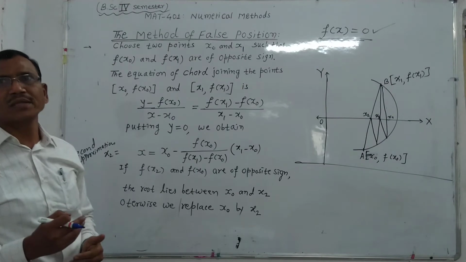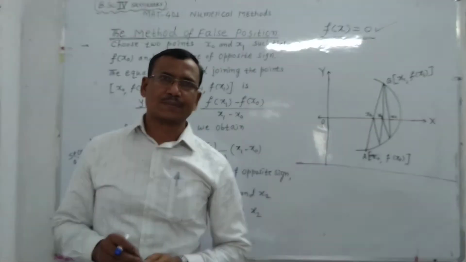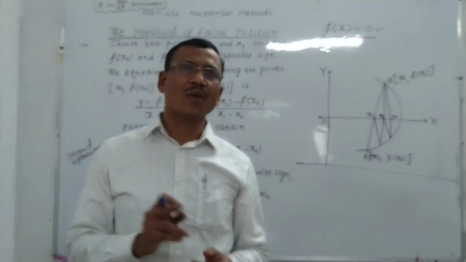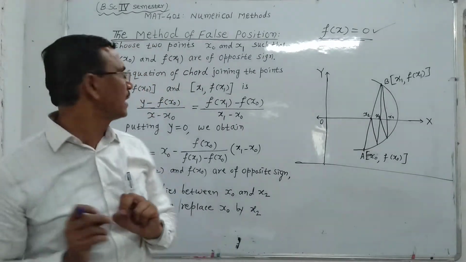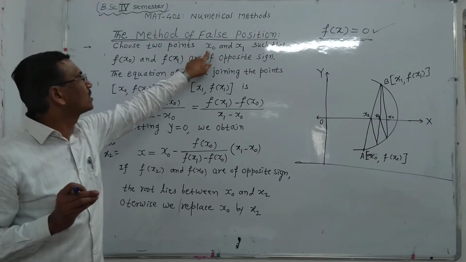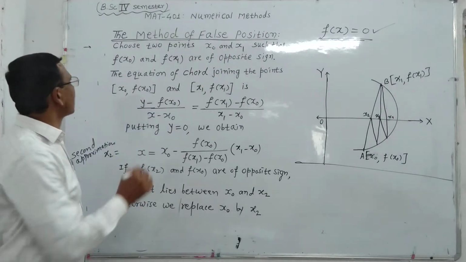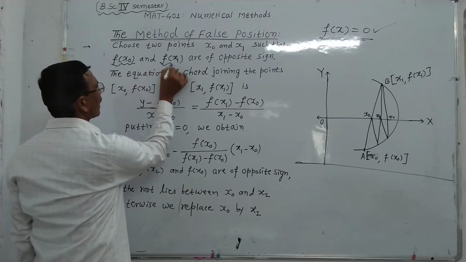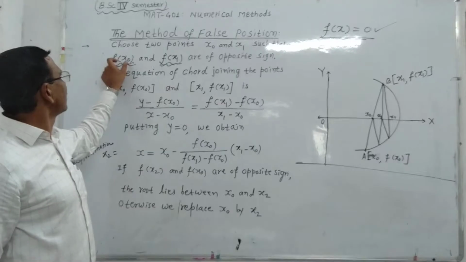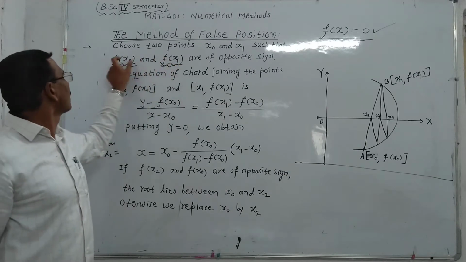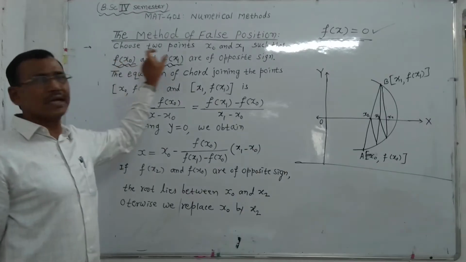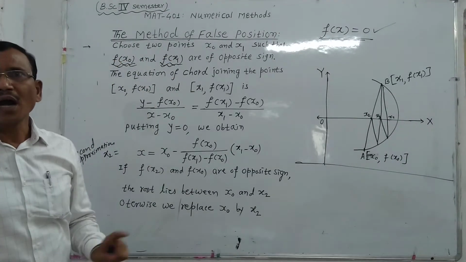Similar to the bisection method, we choose two values. In the previous case, we limited it by a and b such that f of a and f of b have opposite signs. In this case, we choose two points x0 and x1 such that f of x0 and f of x1 have opposite signs. If f of x0 is positive, then f of x1 must be negative, or if it is negative, then f of x1 must be positive. They must have opposite signs.